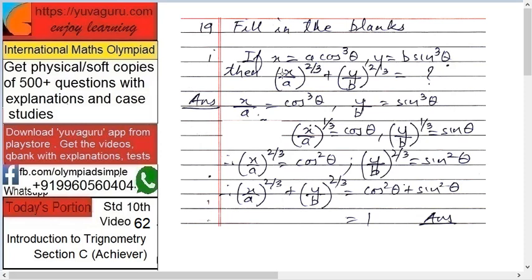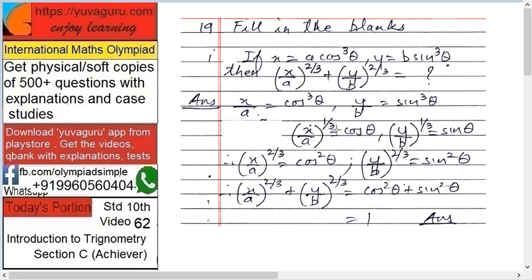Here it's quite simple. First, x and a, bring them together, to move towards our goal, towards our target. So x upon a equals cos cube theta, y upon b equals sin cube theta, right, from the given question. So what we want is x square. So (x upon a) the whole raised to, okay, let's do it 1 by 3 because that is also required.